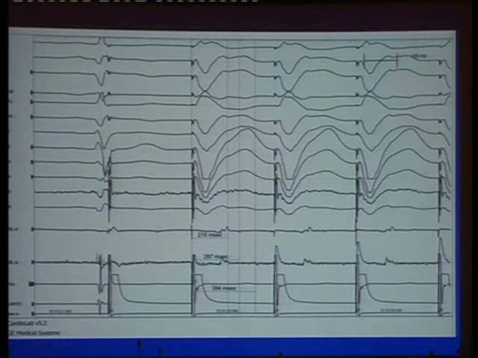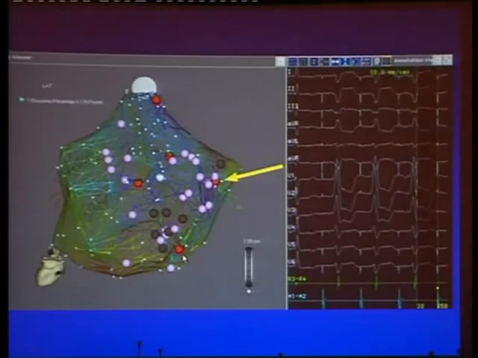So we're pacing here, and what we're looking for is on very high gain. Here's our ablation signals here, looking for these little guys here, the late potentials. You can see some of them can be as late as 384 milliseconds past the stimulus mark. And I think these are potentially part of a reentrant circuit of ventricular tachycardia.